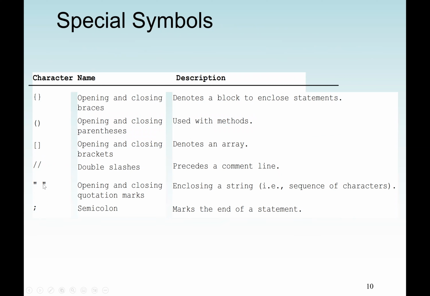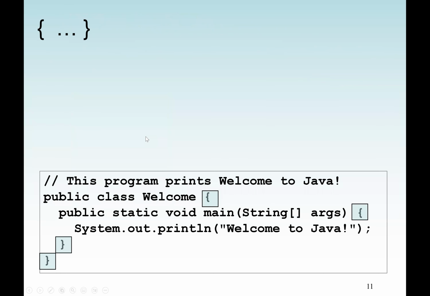We also have an open and close double quotation marks. This means whatever is inside the double quotation marks is a string. Then we saw the semicolon, which we use to end the statement. So these again are special symbols, and they have a meaning to Java.